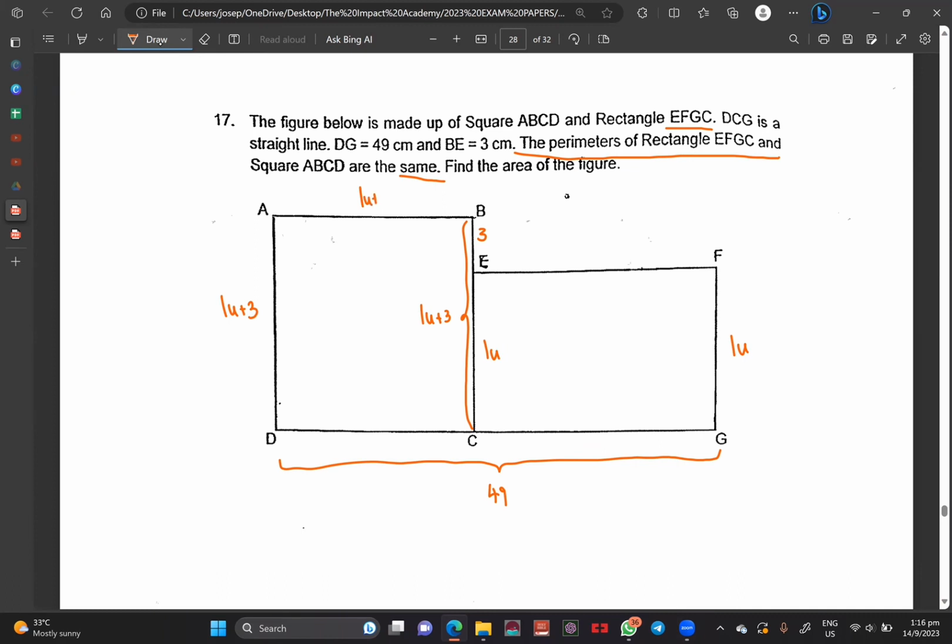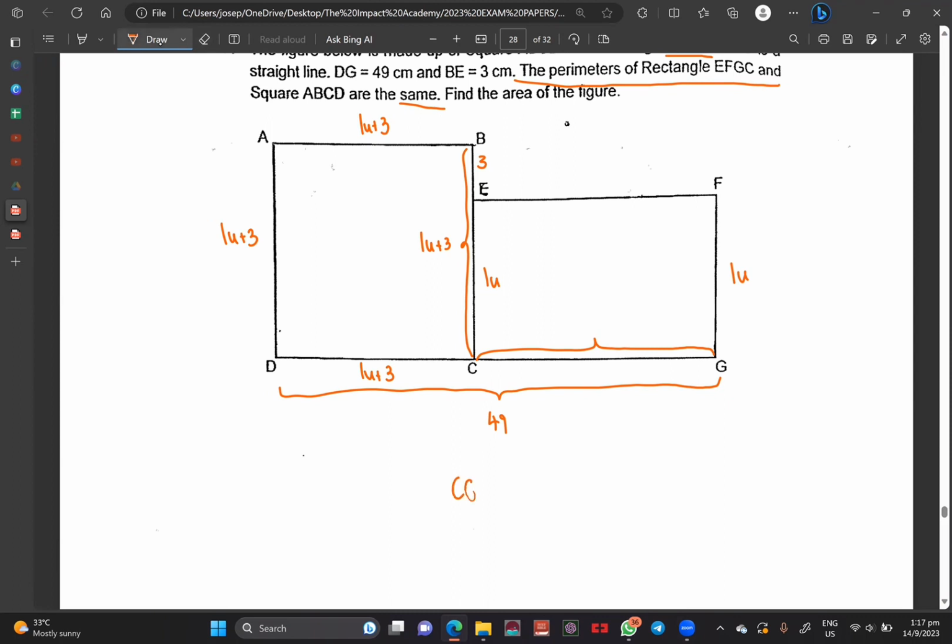This is 1 unit plus 3. This is 1 unit plus 3. So for my CG, CG will then be 49 minus (1 unit plus 3). On the bracket, I can just write it down over here first, and I will mirror it up. I will do 49 minus (1 unit plus 3).